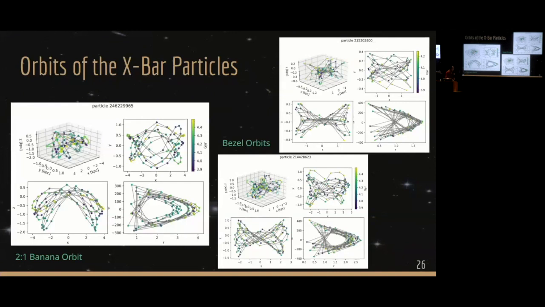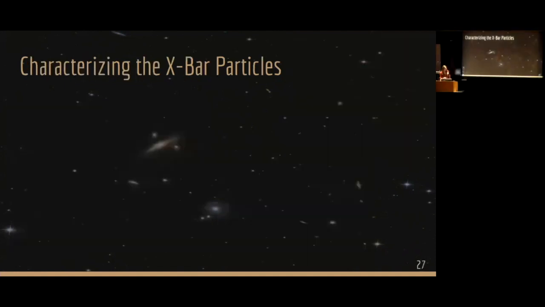So once we have these orbits, and I have a large number of these and I've selected them over many different times and asked what those look like at different times throughout the simulation, I'm not going to go into those details here because I don't have conclusions about any of that yet, but I will show a preliminary analysis of characterizing the X-bar particles.